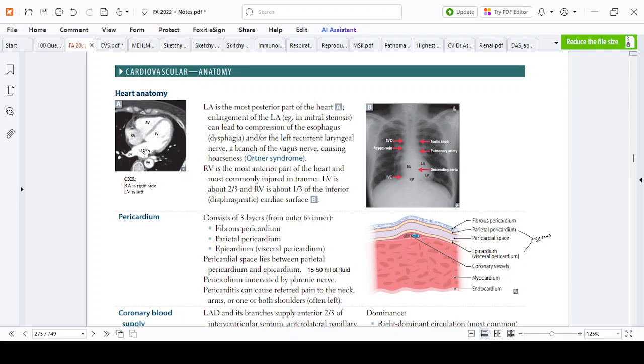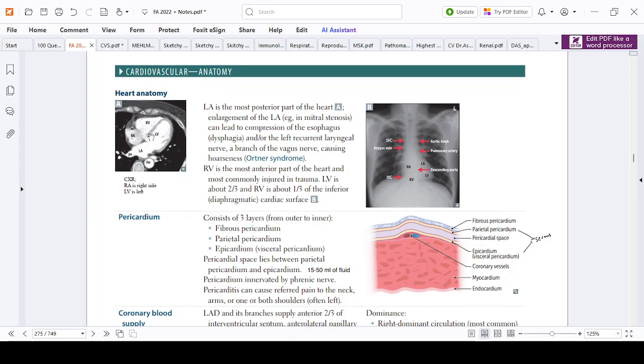esophagus, and usually left atrium enlargement occurs in mitral stenosis. Whenever you stenose the mitral valve, there will be a backward flow of blood that will enlarge the left atrium. Enlargement of the left atrium will push the esophagus, and that will lead to dysphagia, difficulty in swallowing. Also, it will irritate, or you can say compress, the left recurrent laryngeal nerve, which is a branch of the vagus nerve, and that will lead to hoarseness of the voice. So we call this condition Ortner syndrome.